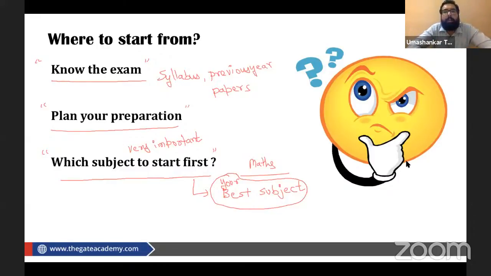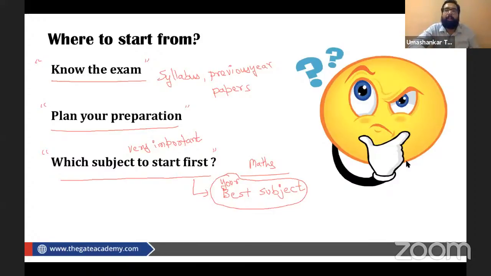Now, if you start with your best subject, I hope that you will be able to understand the subject quickly. When you are able to understand the first subject quickly, then you will be feeling motivated. Okay, I can do this subject, so I can do other subjects also, right? You will be able to understand the subject in a righteous way. You will be able to maintain your interest in studying, right?